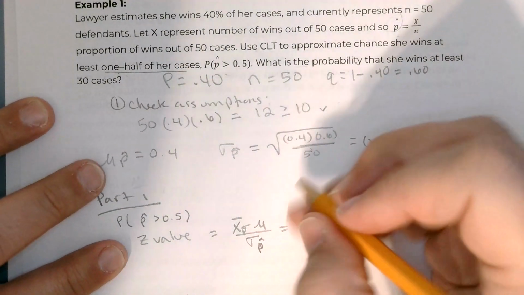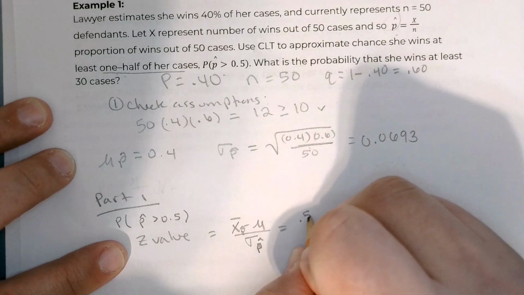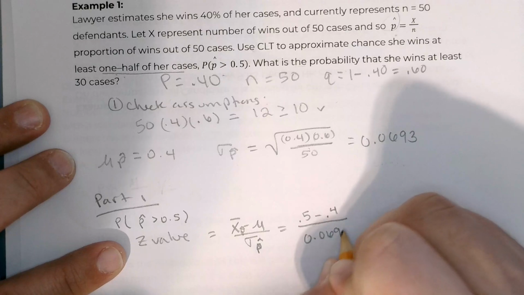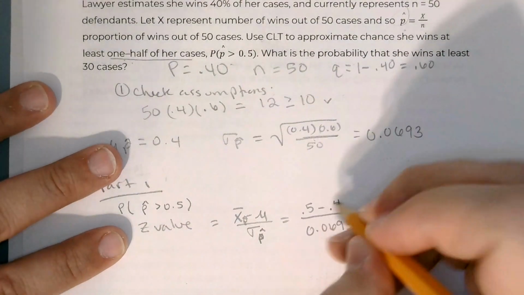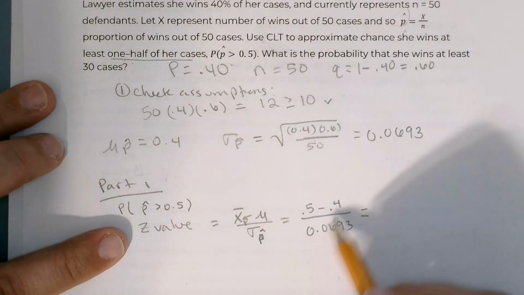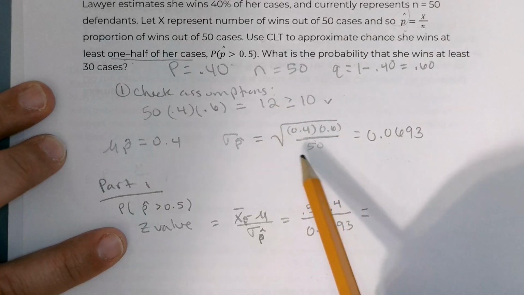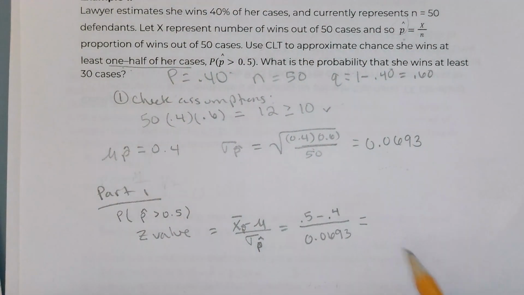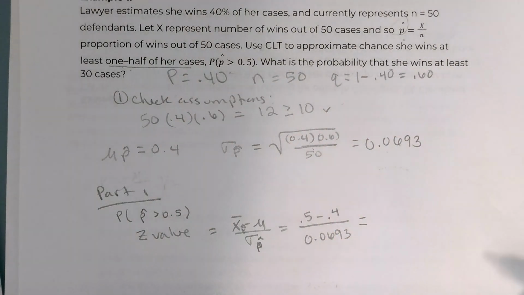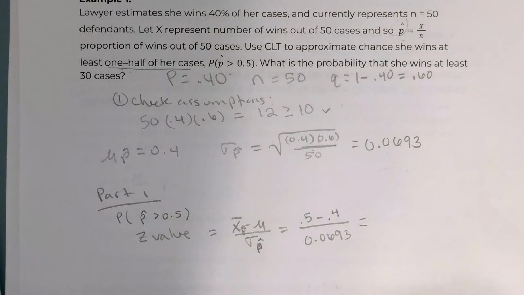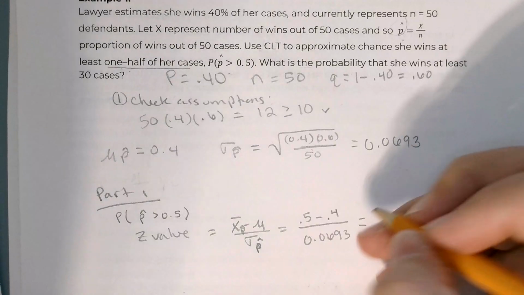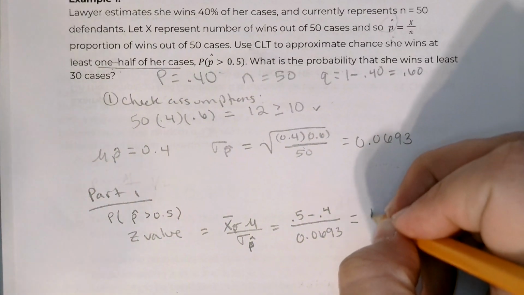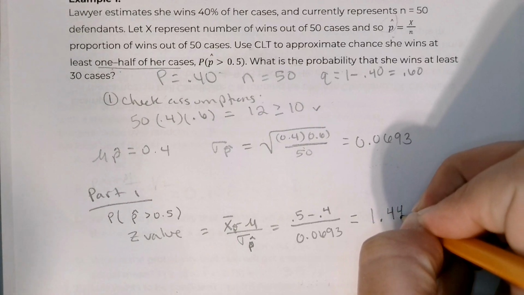Okay, so that is 0.5 minus 0.4 divided by 0.0693, and that's why I found that information beforehand. Now you can put the whole thing in your calculator with the square root of 0.4 times 0.6 divided by 50 to make it more accurate. But I'm going to go ahead and round up to three significant figures and use 0.0693 just for our purposes.